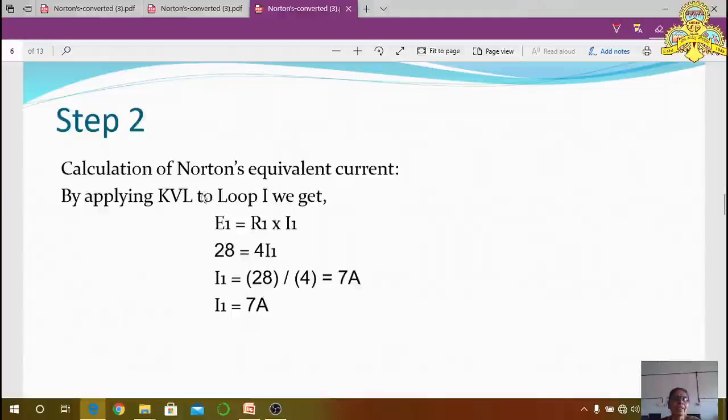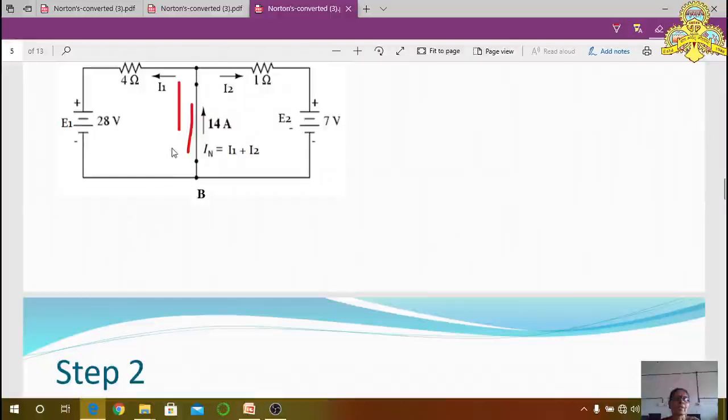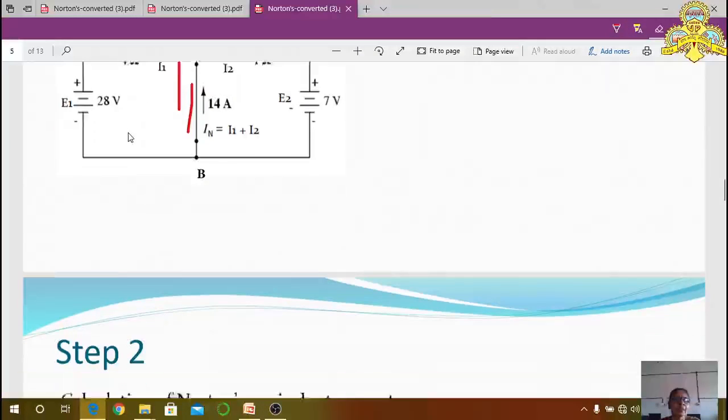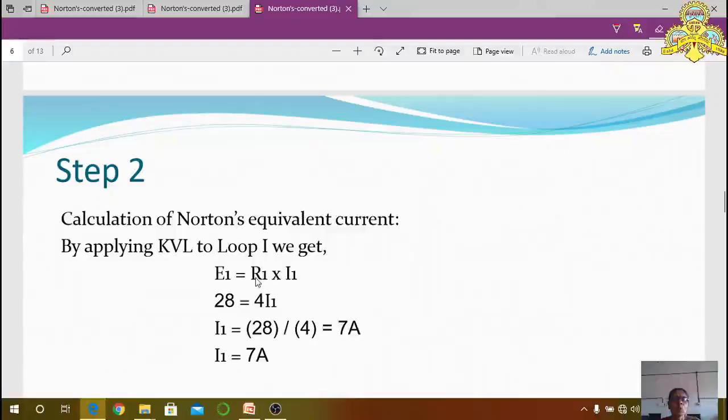How do you calculate that current? Norton's equivalent current is found by applying Kirchhoff's voltage law to loop 1. Loop 1 means this one. Here you apply KVL to loop 1, then it becomes E1 equals R1 into I1. 28, that is the E1 voltage, equals 4 into the current I1. Therefore, I1 equals 28 divided by 4, which equals 7 amperes.